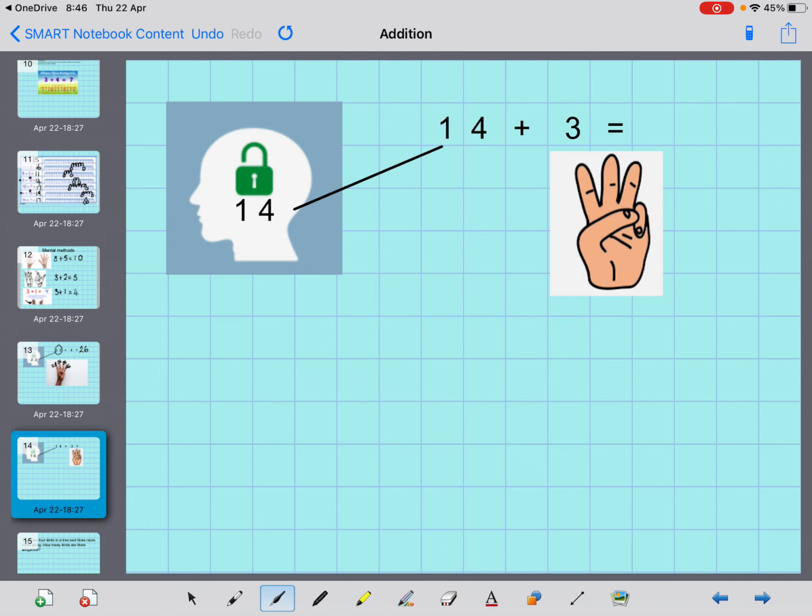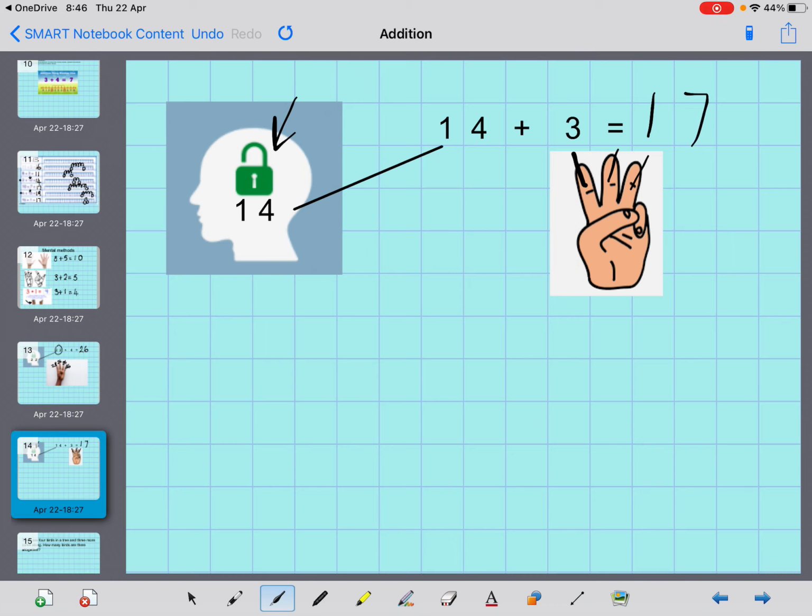Again, 14 add 3. 14 is bigger than 10. I don't have 10 fingers. I don't have 14 fingers. So 14, lock 14 in my head, get my 3 fingers out, and I'm going to count on as I touch each finger. So 14 in my head, 15, 16, 17.